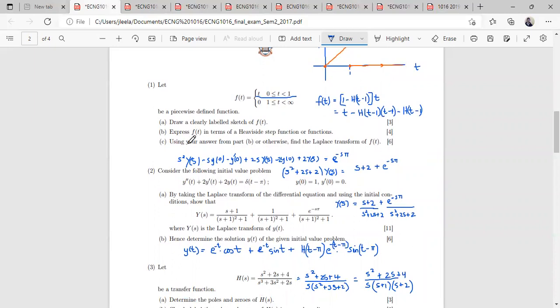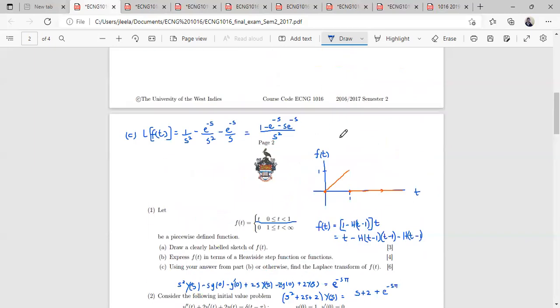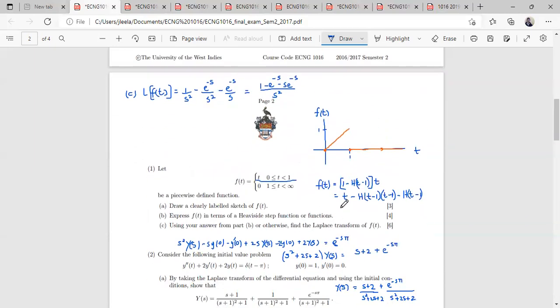Right? Using your answer from part B or otherwise, find the Laplace transform. So the Laplace transform, this is fairly straightforward. Look it up here. The Laplace transform of t is 1 over s squared. The Laplace transform of H(t minus 1) times (t minus 1) is e to the minus s over s squared. And the Laplace transform of H(t minus 1) is e to the minus s over s.